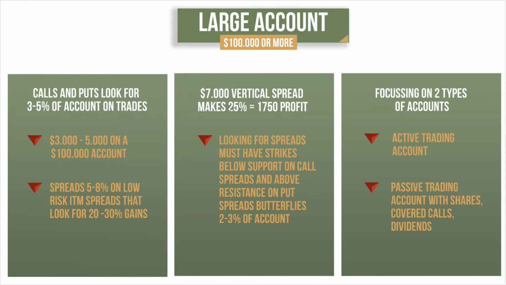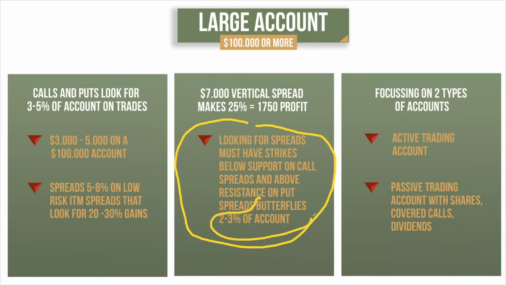Okay, so let's just say you have a $7,000 vertical spread. It makes 25%. That's a $1,750 profit. And I'm going to show you how easy it is to do this, because you're looking for spreads that must have strikes below support on call spreads and above resistance on put spreads. Butterflies, 2 to 3% of the account. I put that in the wrong place there.